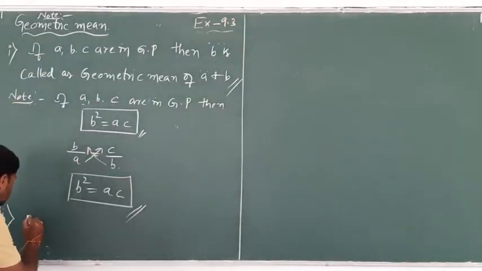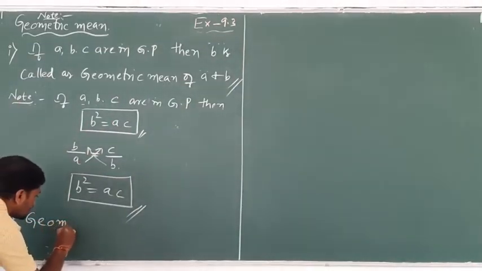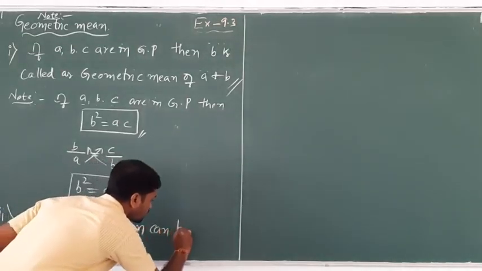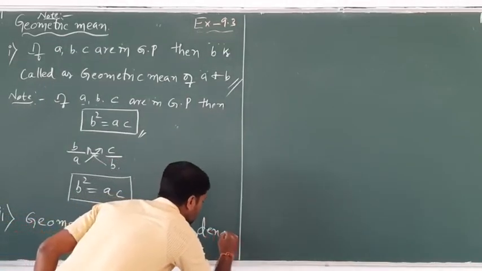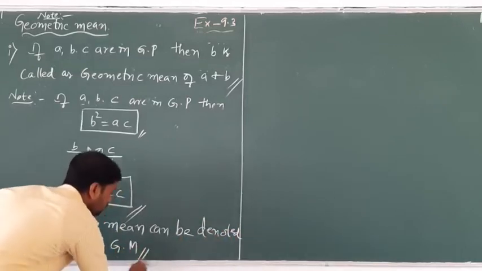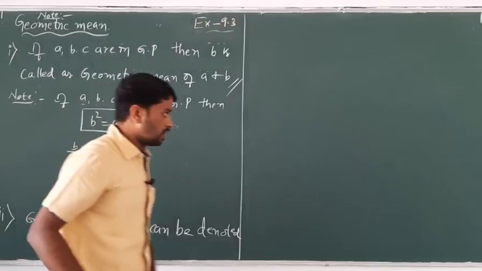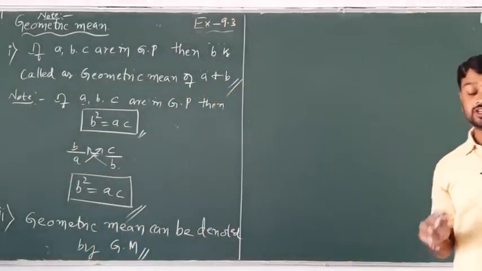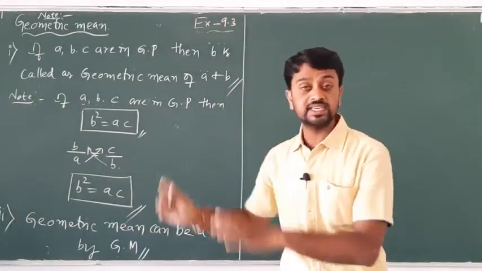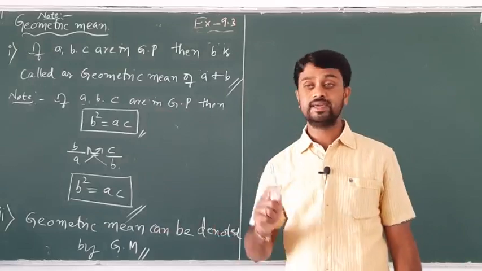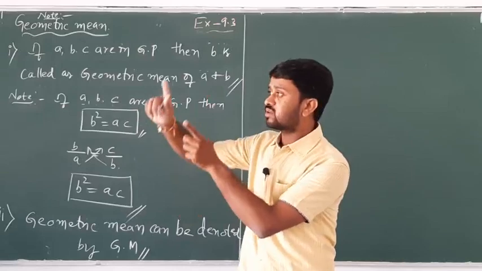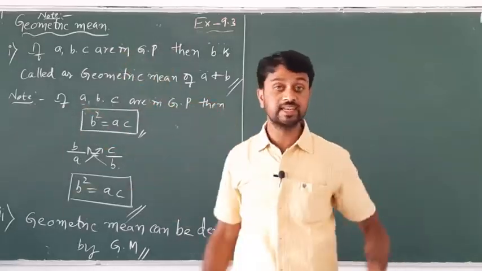Geometric mean can be denoted by GM. Already discussed, the geometric mean of A and B is root over AB. The geometric mean of A, B and C, three numbers, is cube root over ABC, and so on. Similarly, the geometric mean of A1, A2, A3 up to An is nth root over the product.